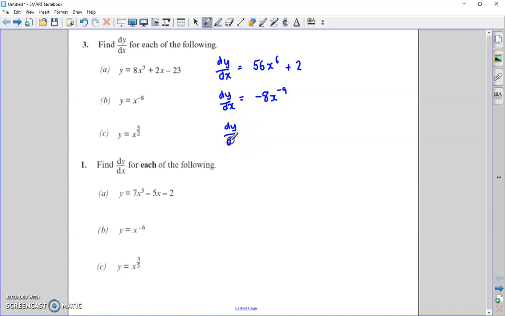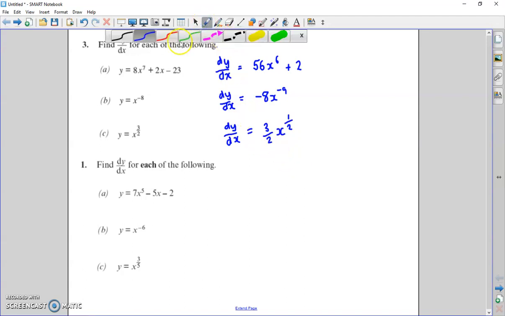And for the third one here, the old power comes down in front and multiplies, so 3 over 2 x. Now then, if you're on 3 over 2, 1.5, and you drop by 1, what are you left with? You're left with just a half. It's like taking away 2 over 2, which is the same as taking away 1.